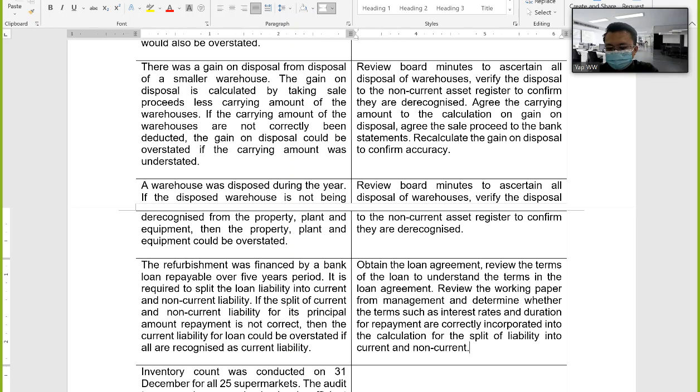Of course, you can have other answers, such as you re-perform the calculation and compare to the management one, discuss with management, see whether there is a difference or not. Also can. You can try to do on your own and ask management why there is a difference.